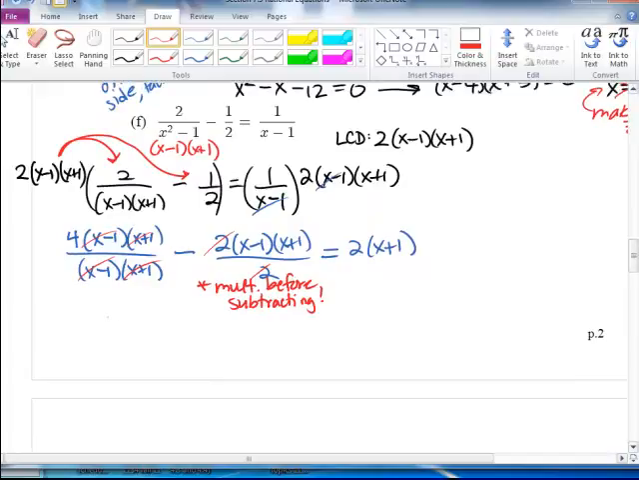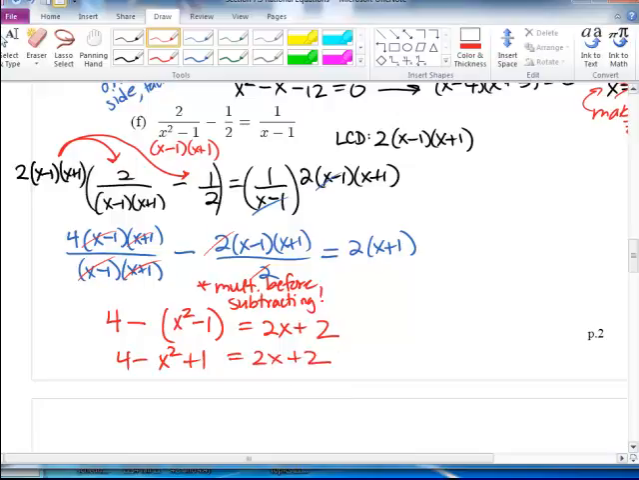So we have actually 4 minus the group x squared minus 1, which is what we get if we expand that polynomial product. And on the other side, 2x plus 2. So 4 minus x squared plus 1, if I distribute my negative, equals 2x plus 2. And again, because of this x squared, we know we want to get a 0 on one side and then factor.